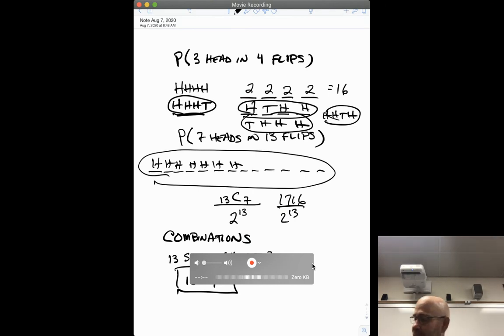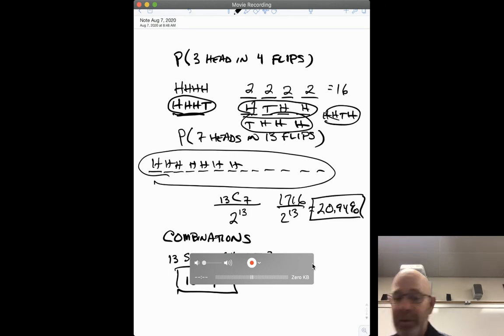Over 2 to the 13th, back to my calculator, just do that little math, 1716 divided by 2 to the 13th, and I get 20.94%. Okay, typically in these problems, we write these as percents because they're probability questions. They make more sense to have them in percents. But that's just a little extension for how to extend this problem if there's a lot of flips, that sort of thing. All right, so that was the extension from last night.